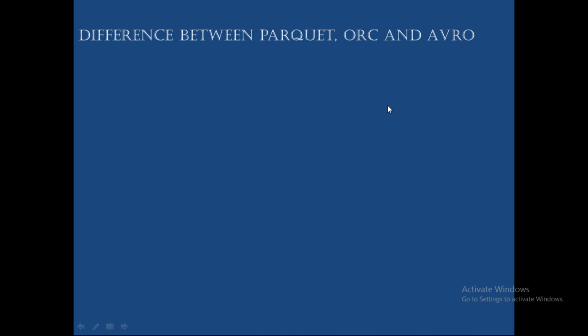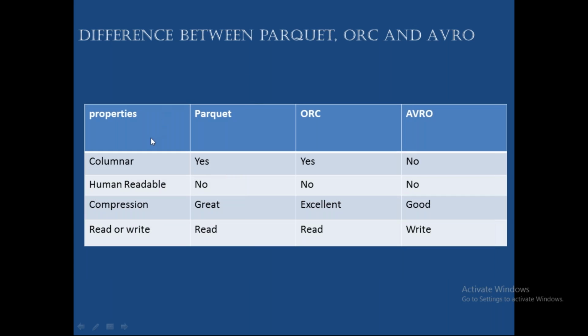Let's see the difference between Parquet, ORC, and Avro. You see the properties. I'm not sure whether you are aware, I have discussed this when we were discussing the difference between CSV and Parquet. Columnar means if you consider your table data, your data will be stored on disk column wise. It's not row by row. So if you are using Parquet file format, data will be stored column wise. If you are using ORC format, your data will be stored column wise. If you are using Avro, your data will be stored row wise.